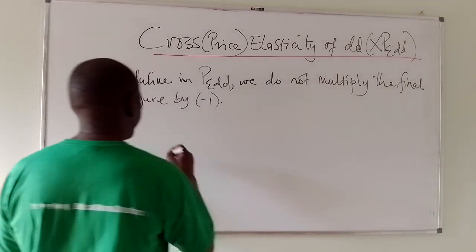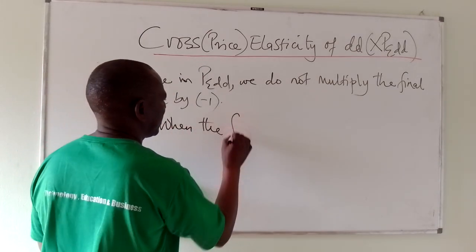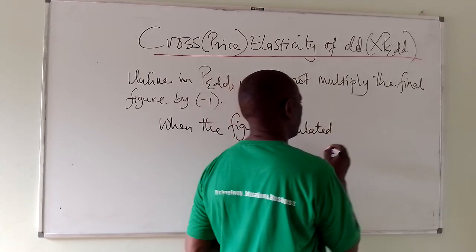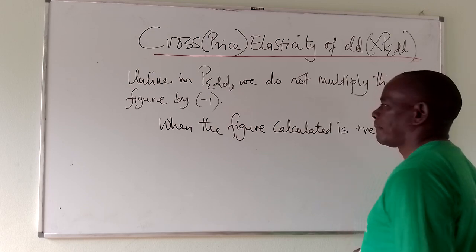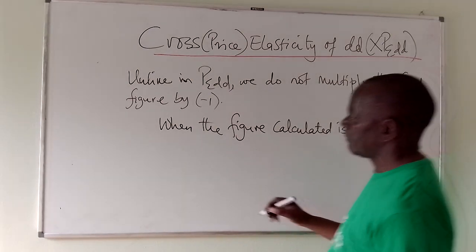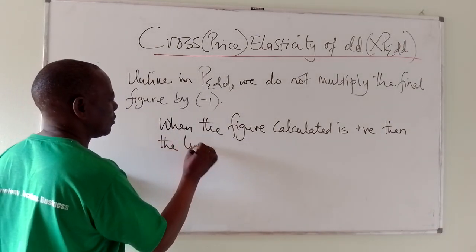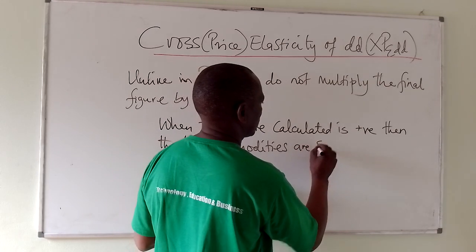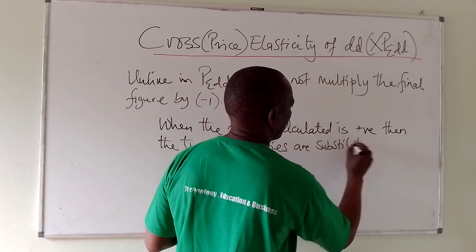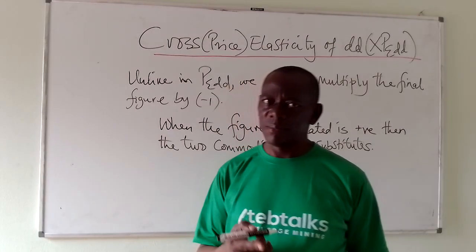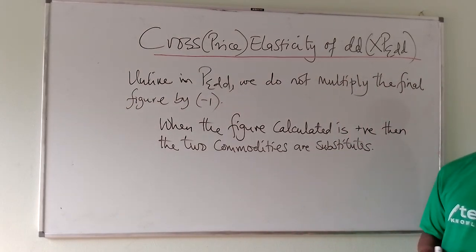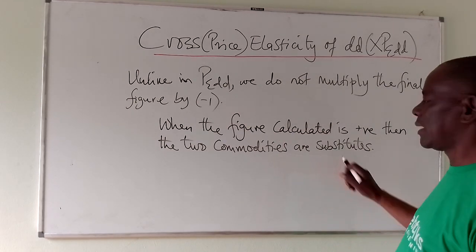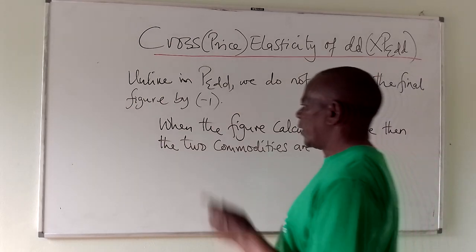And we say, when the figure calculated is positive, then the two commodities are substitutes. So when the figure calculated is positive, then we know the two commodities are substitutes. They substitute each other.